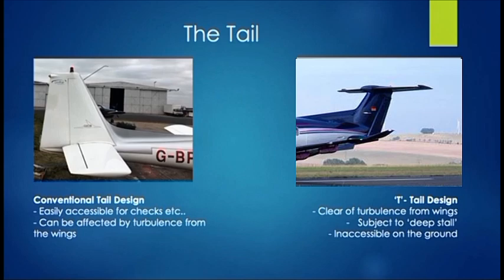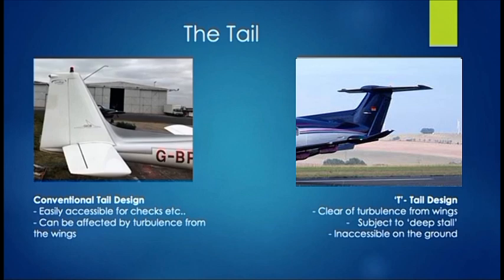So next we're going to look at the tail, otherwise known as the empennage, and it consists of two elements: a horizontal stabilizer and a vertical stabilizer. The most conventional design has the horizontal stabilizer lower down with the vertical stabilizer going up, and it's better because it's easily accessible for checking on the ground, but it's more susceptible to turbulence from the wings.